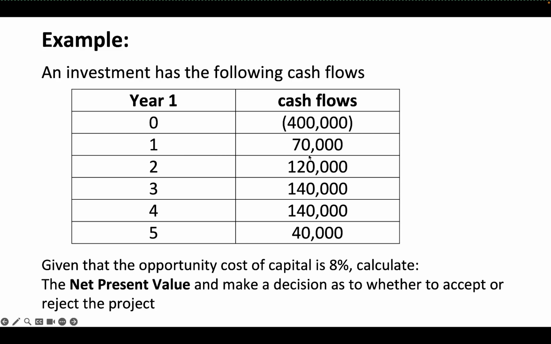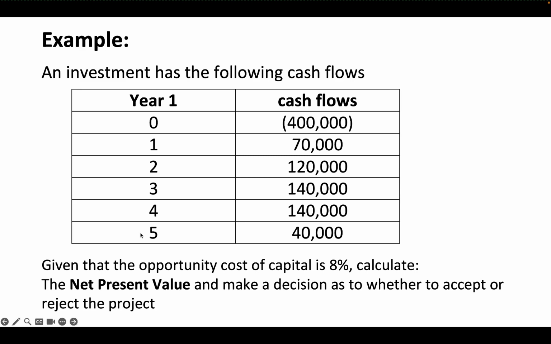So in year 1, we have 70,000. In year 2, we have 120,000. In year 3, we have 140,000. In year 4, we have 140,000. And year 5, we have 40,000.